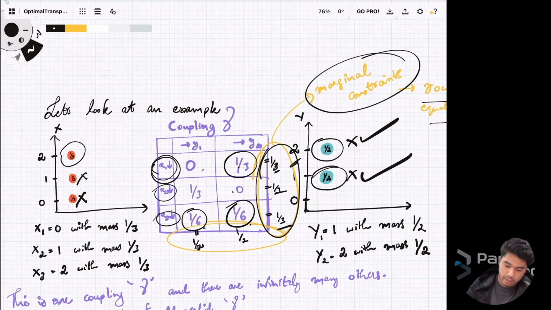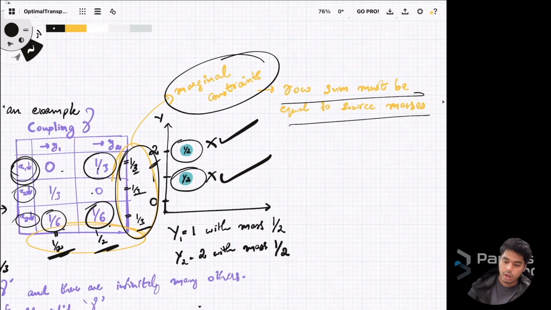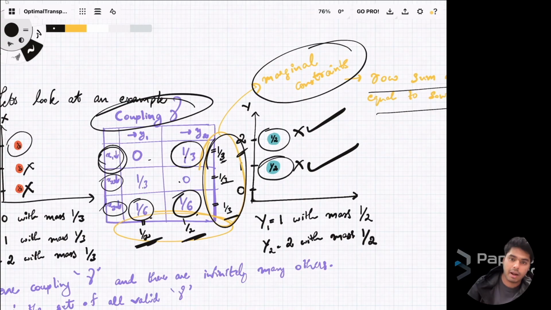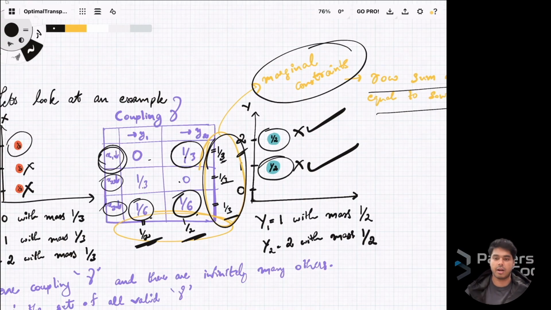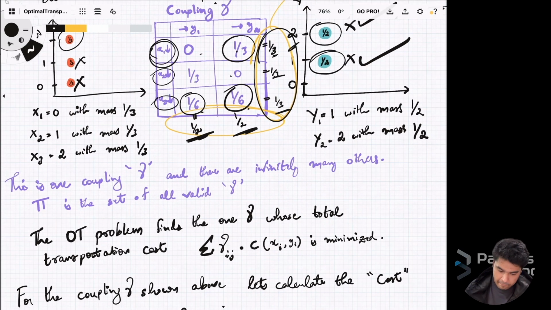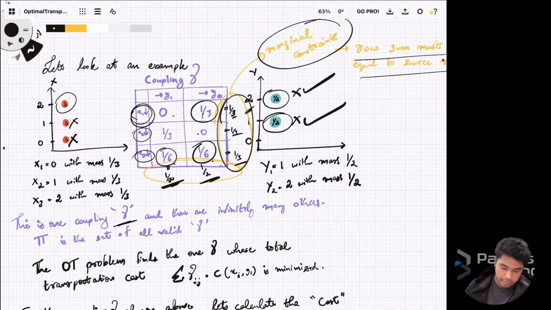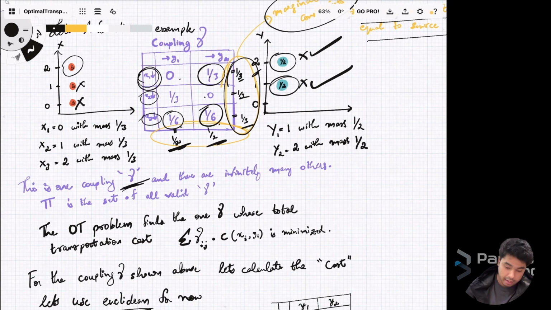Similarly, for y1, it's the same thing. If you sum up this entire column, you get half. And if you sum up this entire column, you get half. So the marginal constraints need to be satisfied by any coupling plan that we create, right? And there are many such coupling plans that you can create. So this is one coupling plan gamma. Just keep a track of the notation and the words I'm using because we'll connect it back when we look at the mathematical part of it, right? So this is one coupling plan gamma, and there are infinitely many other coupling plans.